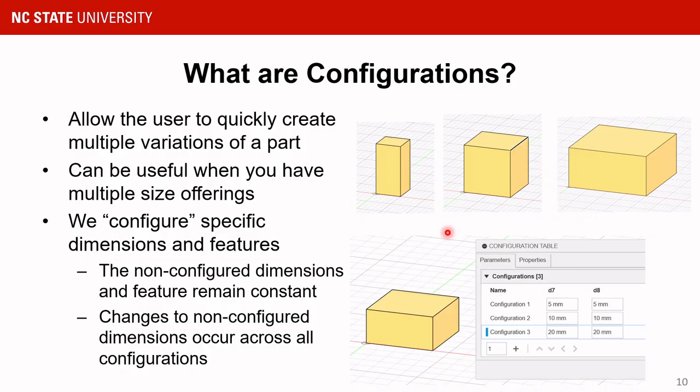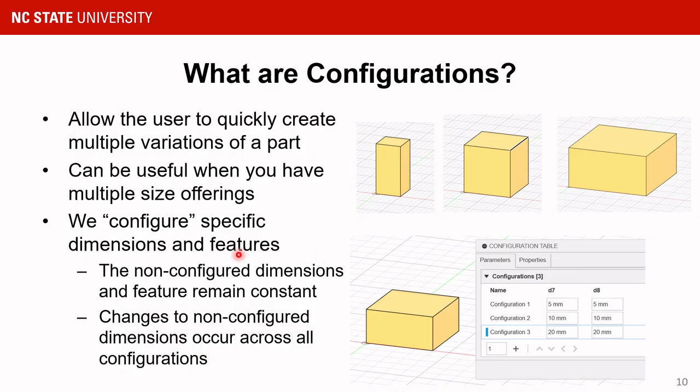This is useful if you have different size offerings. So what we do is we configure certain dimensions and features. For this example here, we've configured the length and the width of the sketch, but not the height. In all of these configurations, the height remains the same, but you can see down here in the configurations table, I've set up the length and width dimensions, which are D7 and D8, to be 5 millimeters for one configuration, 10 for the other, and 20 for the third.